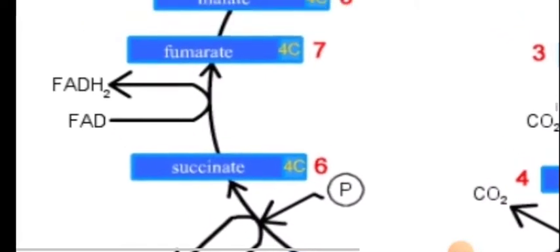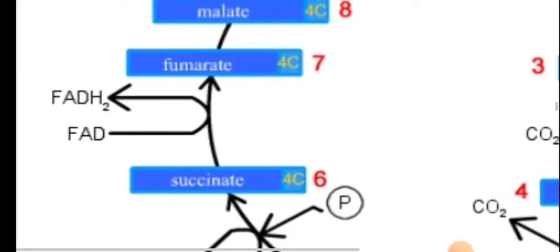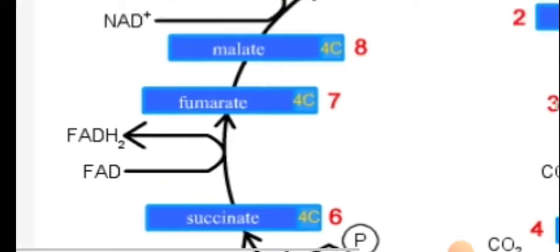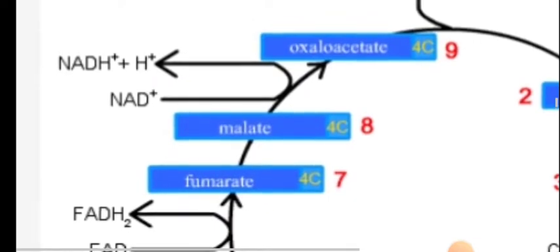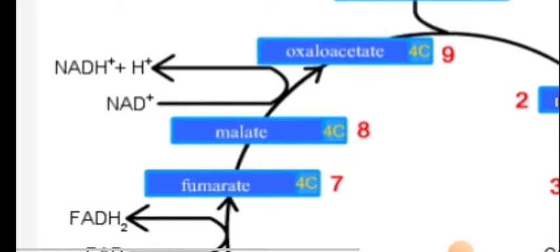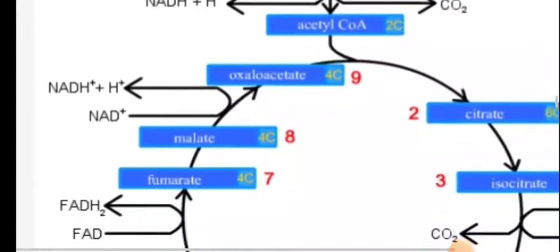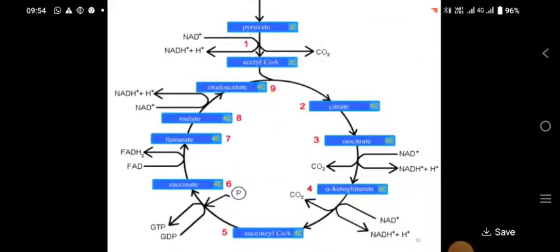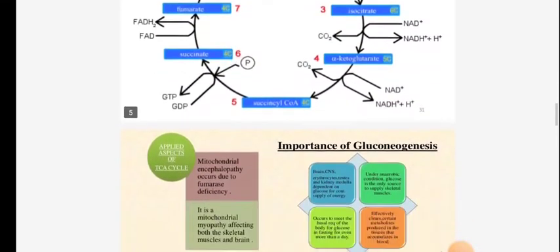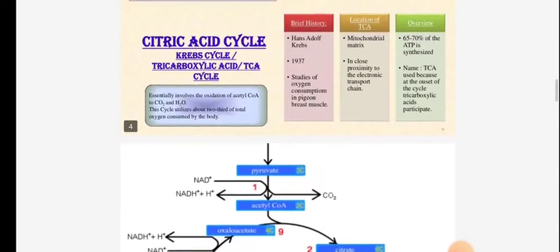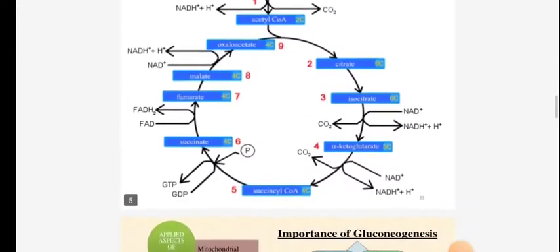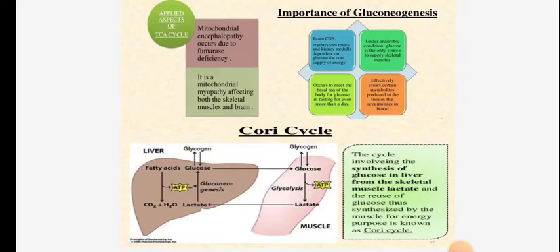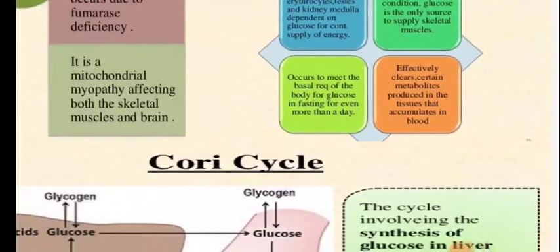So this is the sixth step, and in the seventh step FAD and FADH2, the succinate is converted to fumarate. After fumarate develops, again NADH develops, to malate, and malate is converted to oxaloacetate. So like this the cycle completes, and therefore it is related to the importance of gluconeogenesis, to the citric acid cycle, the tricarboxylic acid or TCA cycle. So remember this simple flow sheet. Then in glucose formation, the importance of gluconeogenesis carries weightage.